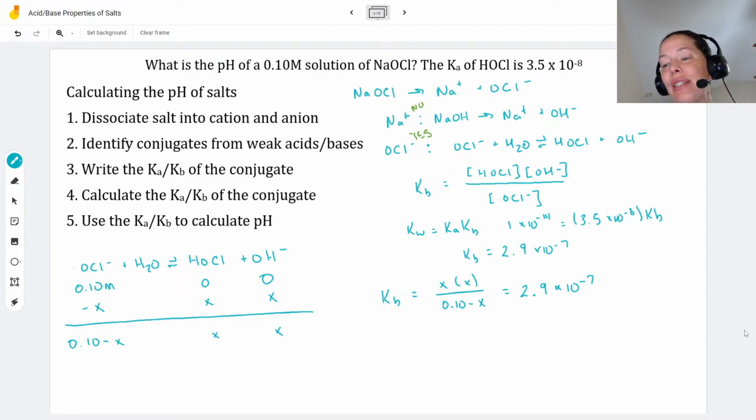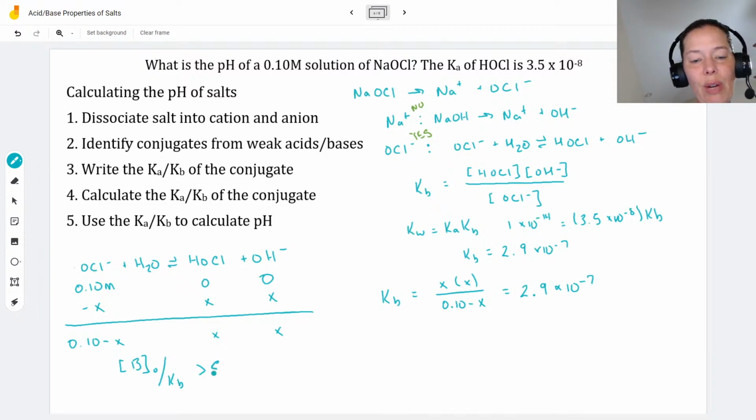So there are a couple things that we can do to test and see if we can drop this minus X term. If we assume that X is really, really small, then 0.1 minus X is pretty much just going to be 0.1. So you can use what's called the 500 rule. This is your initial concentration of base over your value for Kb. If it is greater than 500, then I can drop that minus X. So let's put these numbers in and see if we can do this.